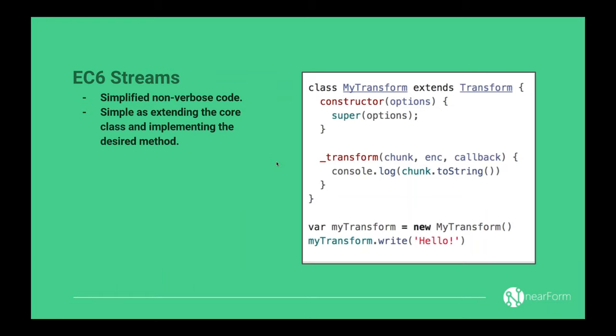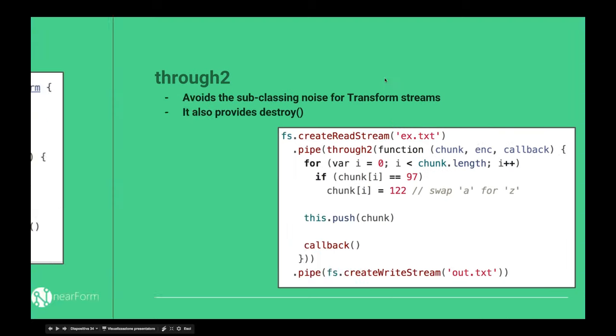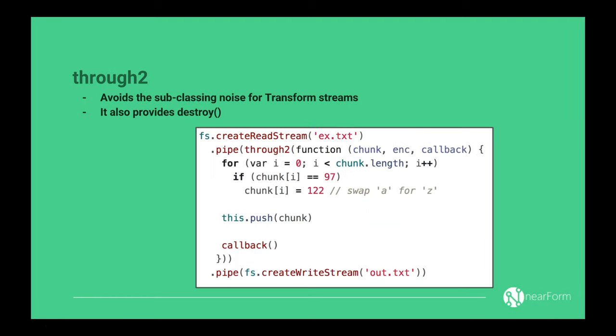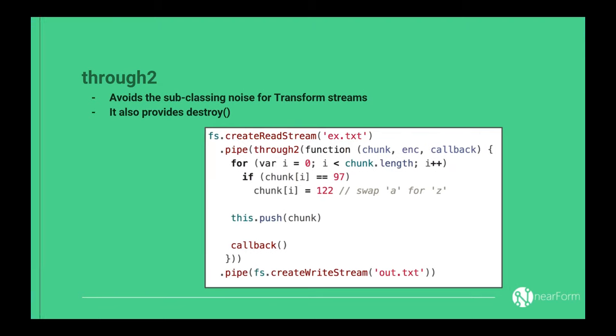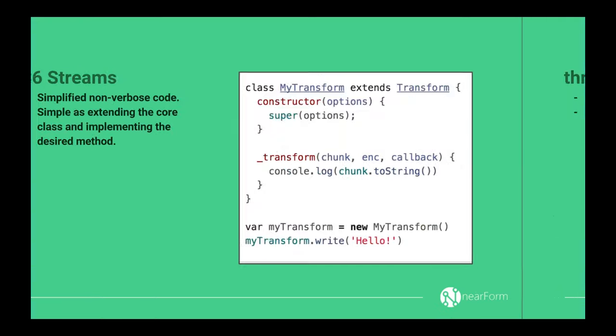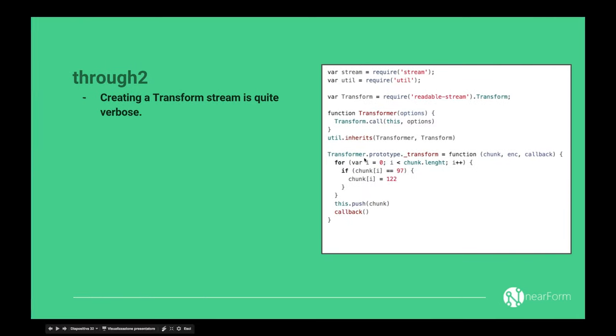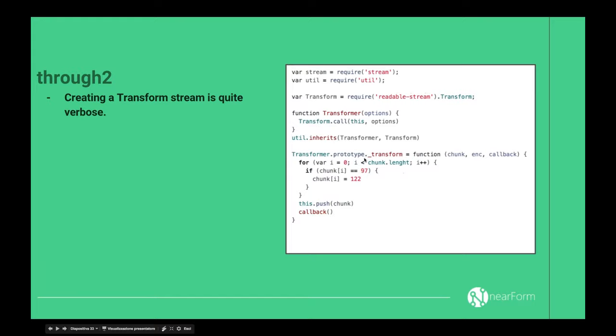Basically, what you will do is use the class syntax in ES6. Now, you can use ES6 only on Node v6, okay? So, just so that you know. However, we can also use through-two. Through-two is very nice because, again, we can use a single function to build a transform stream. It is the same thing as what we have been doing in this slide, okay? We take this logic and we place it here.